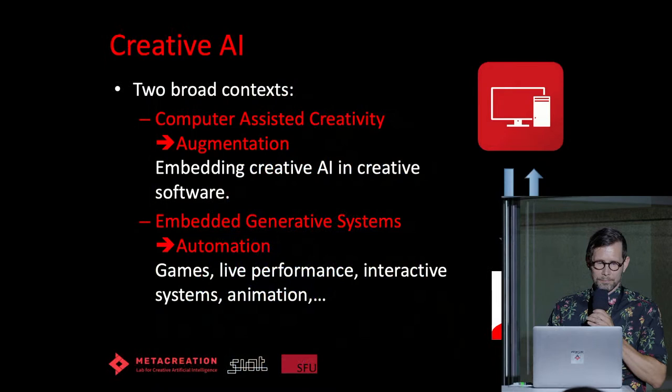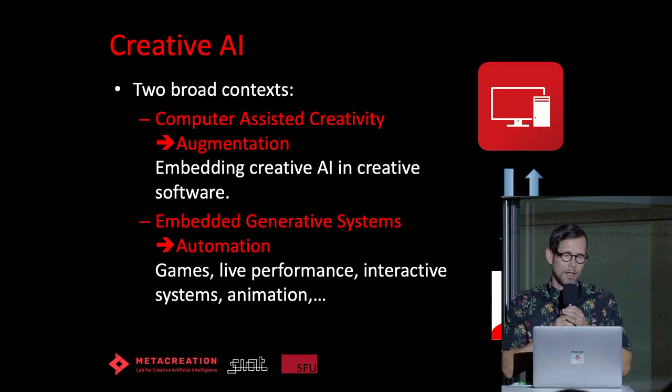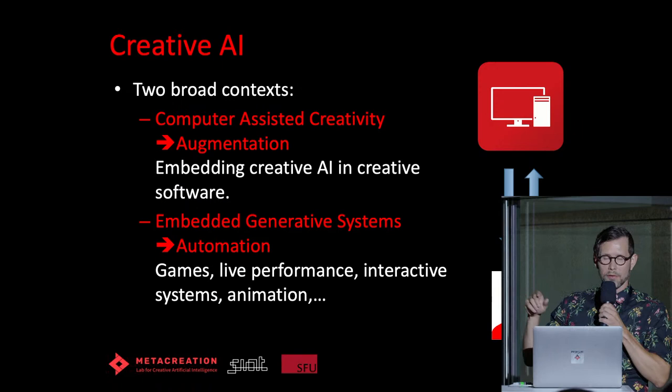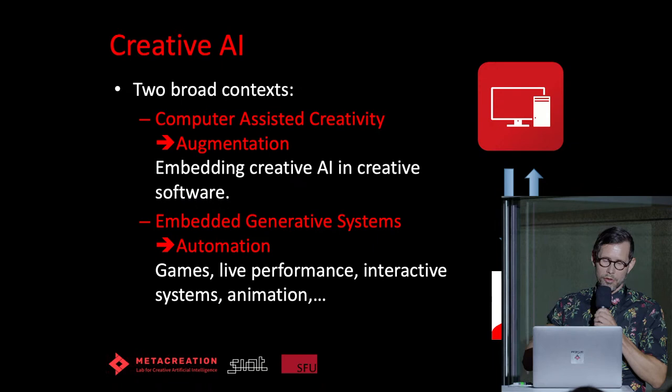All right, so I went through those two broad categories of creative AI algorithm, computer-assisted creativity. We embed creative AI in creative software. We augment the software with those generative capabilities, allowing the user to interact and converge toward the asset of generation that satisfies them. This is augmentation as a framework.